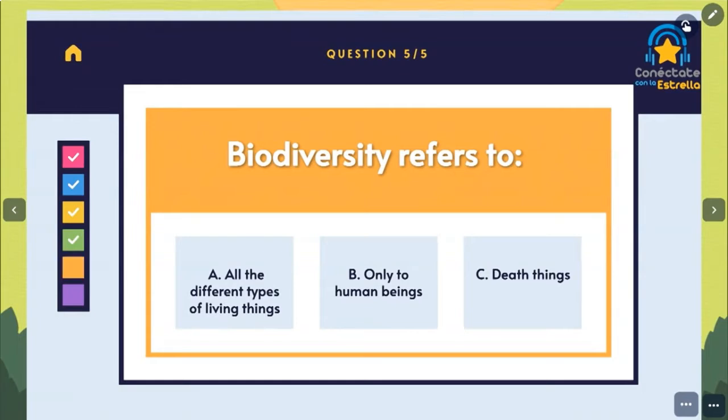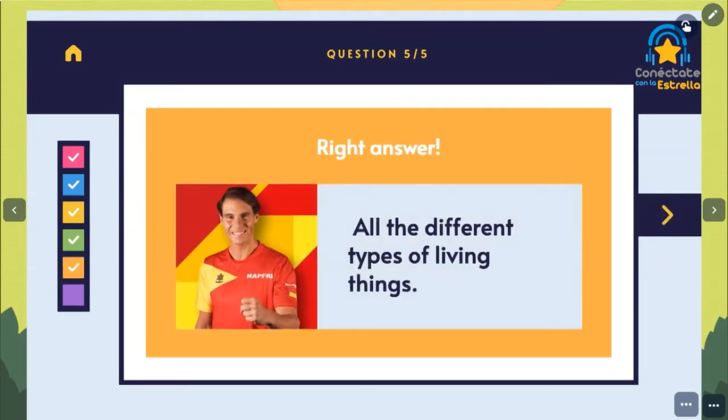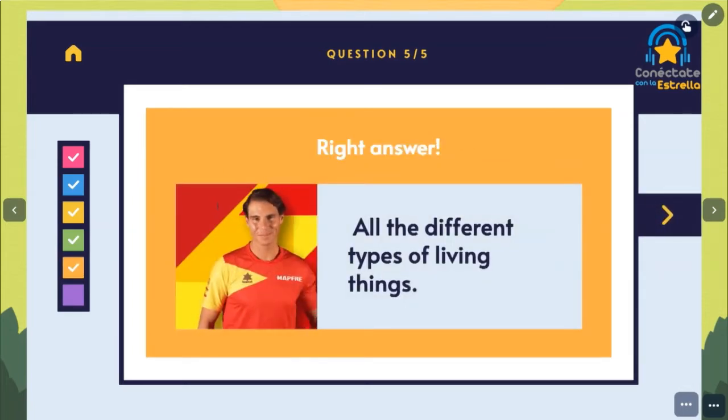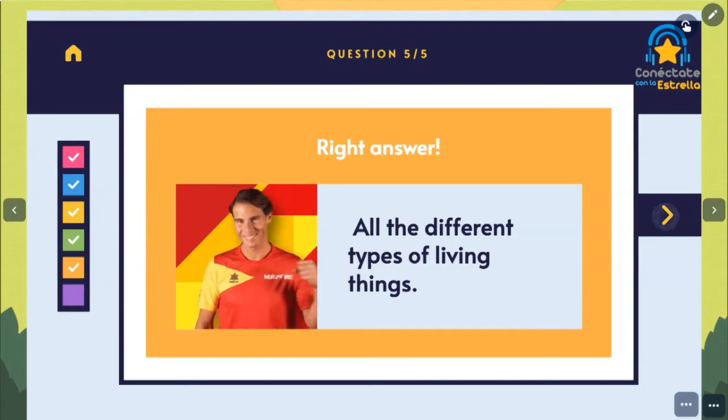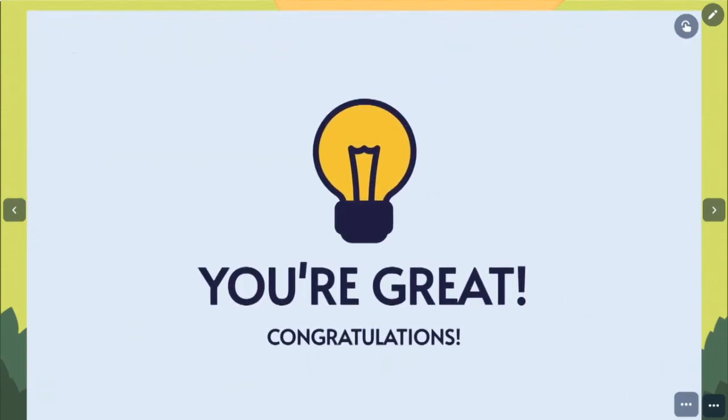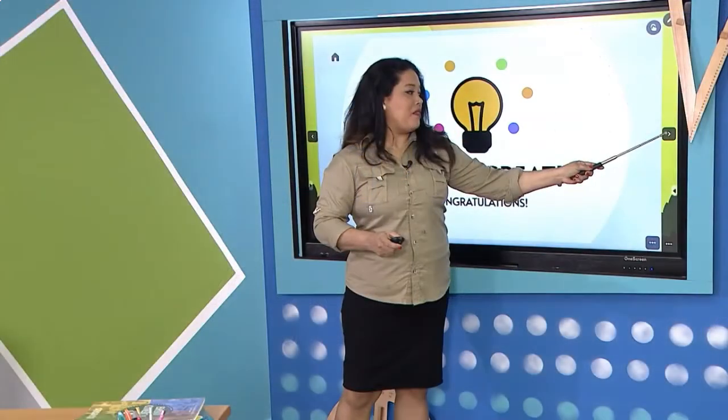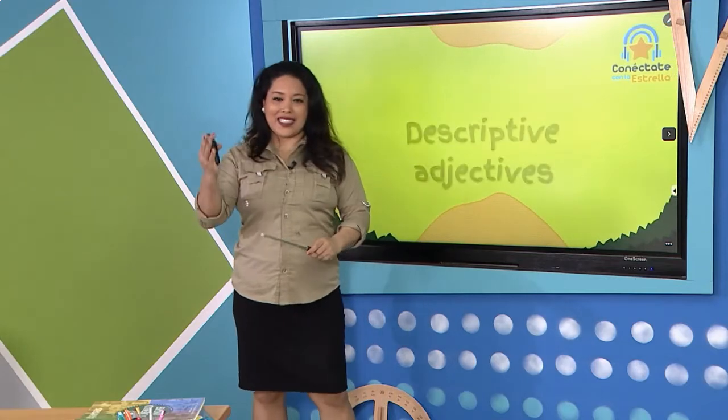Biodiversity refers to A, all the different types of living things, B, only the human beings, or C, dead things. A, correct. All the different types of living things. Congratulations, guys. Great job. You're excellent.